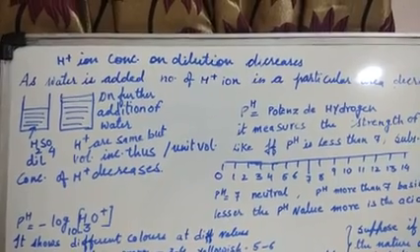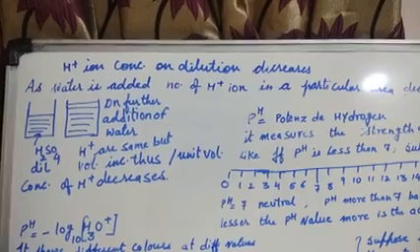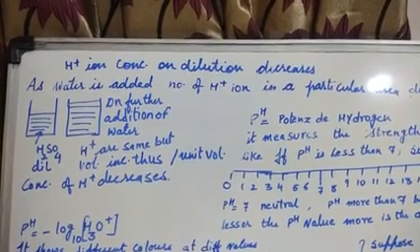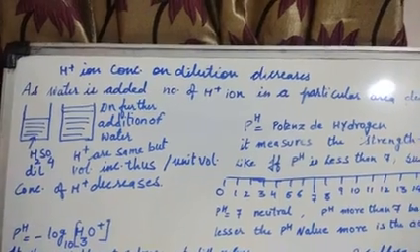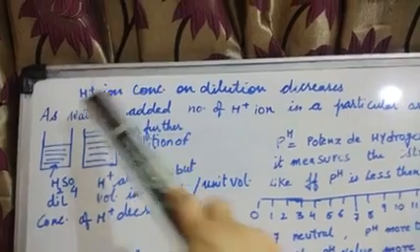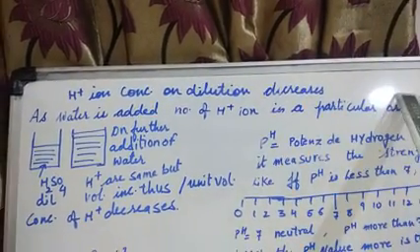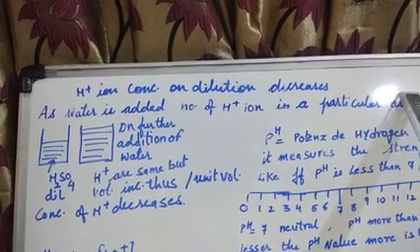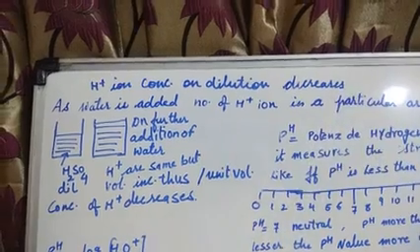In the previous class I taught you what happens when acids and bases are added in water. That means on dilution. So I told you that H plus ion concentration on dilution decreases per unit volume. Some students asked me that this topic is not very clear to them.